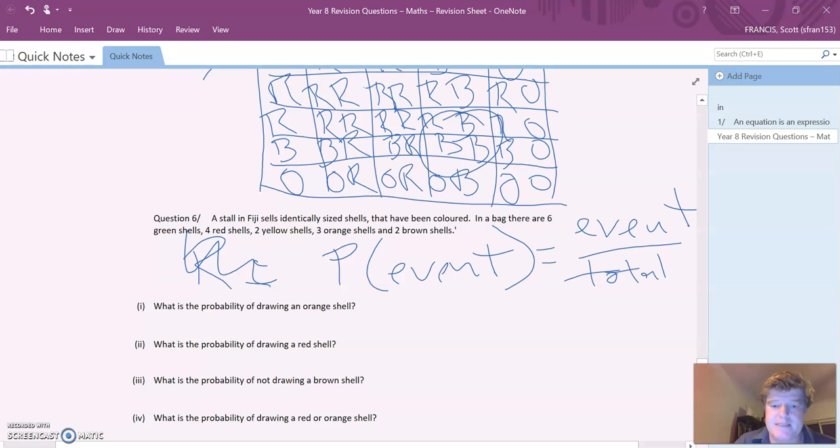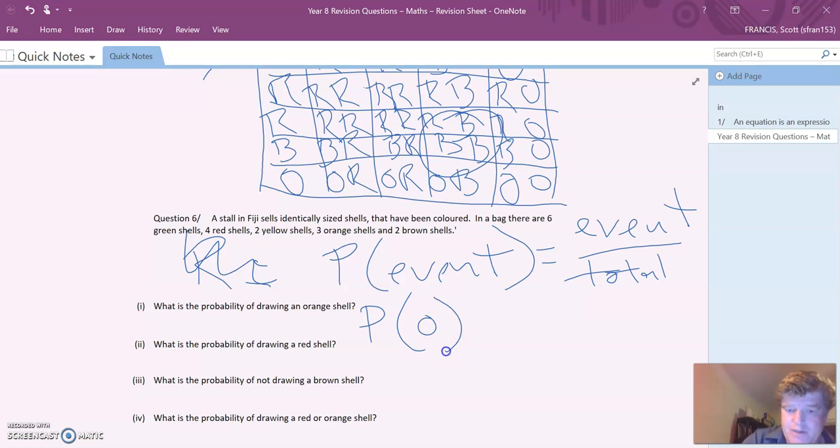So let's have a think about this. Of orange, so there's 3 orange out of 6, 10, 12, 13, 14, 15, 16, 17. So the probability of an orange is going to be the 3 orange out of the total of 17. The probability of drawing a red, probability of red, is going to be the 4 out of the 17.